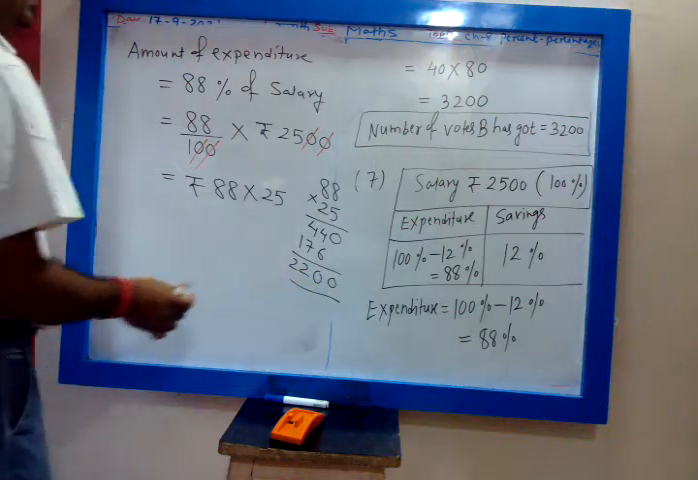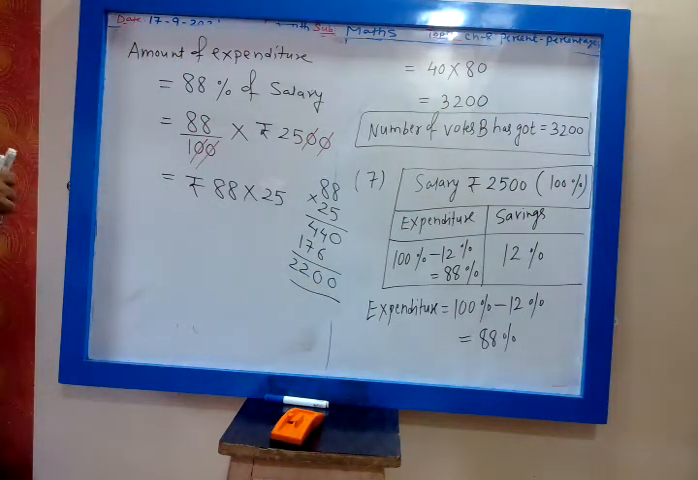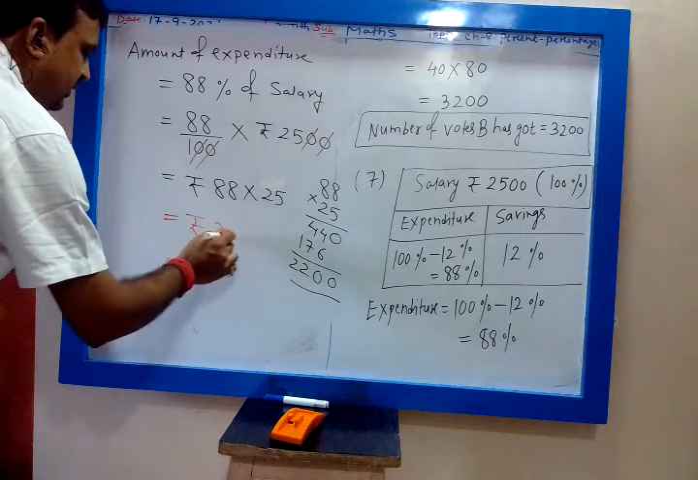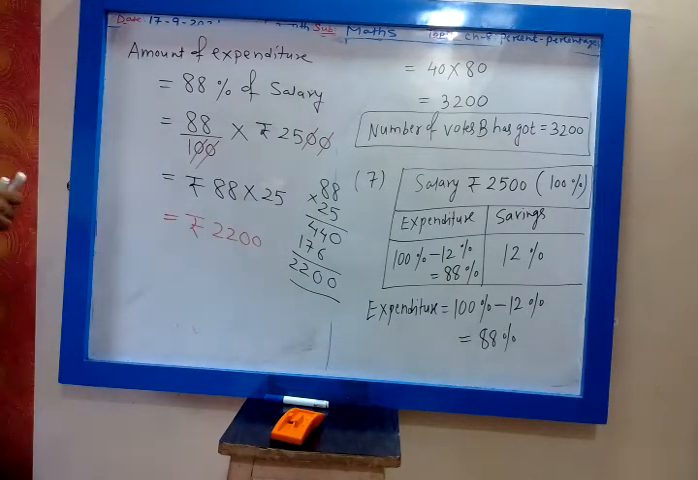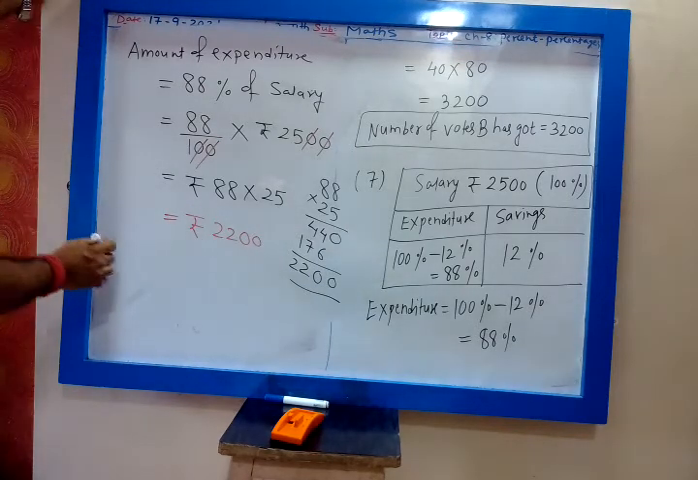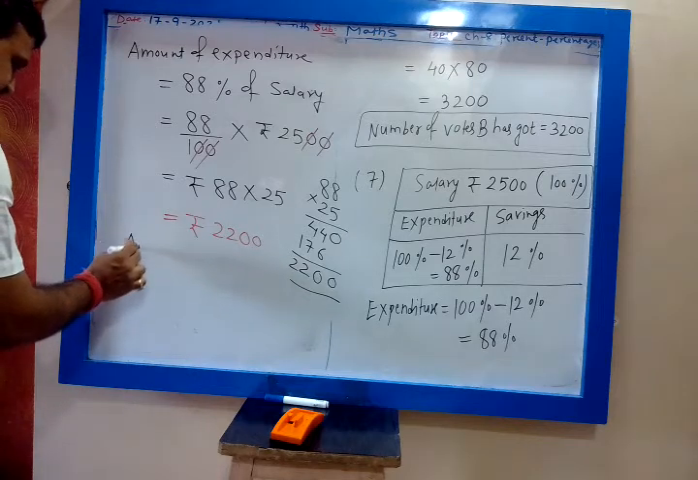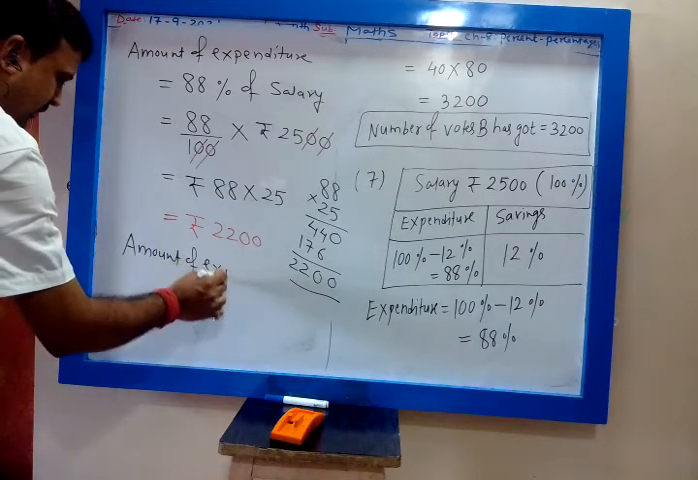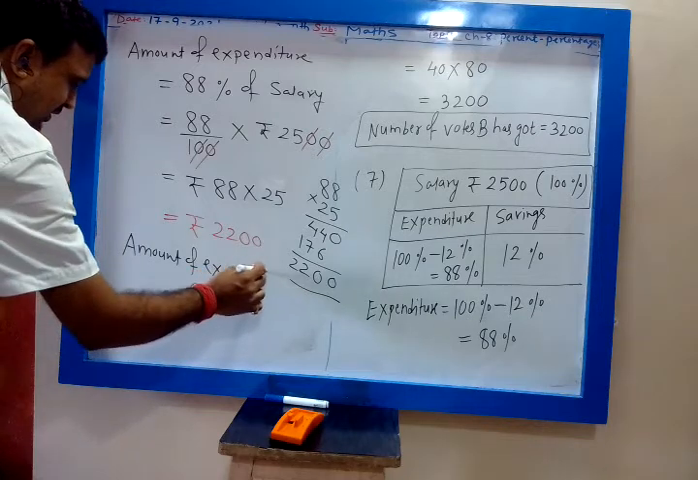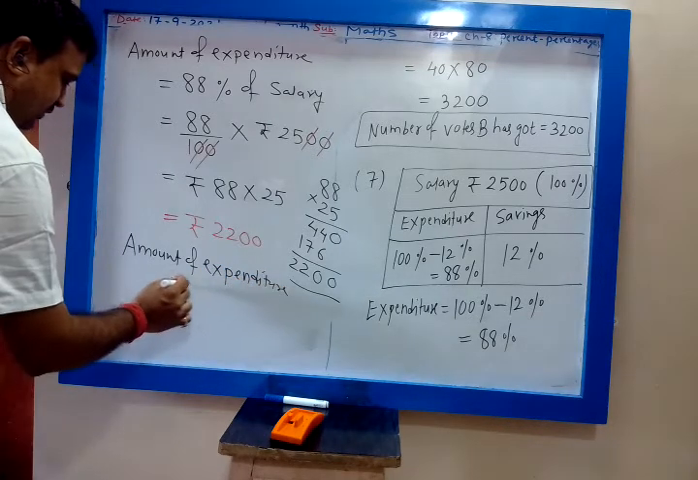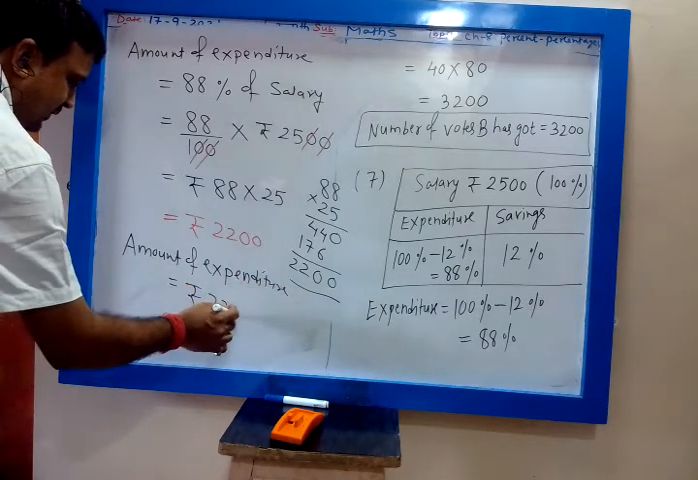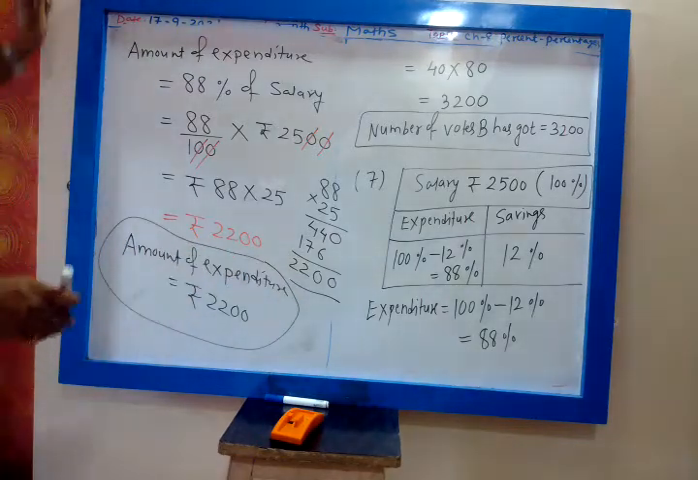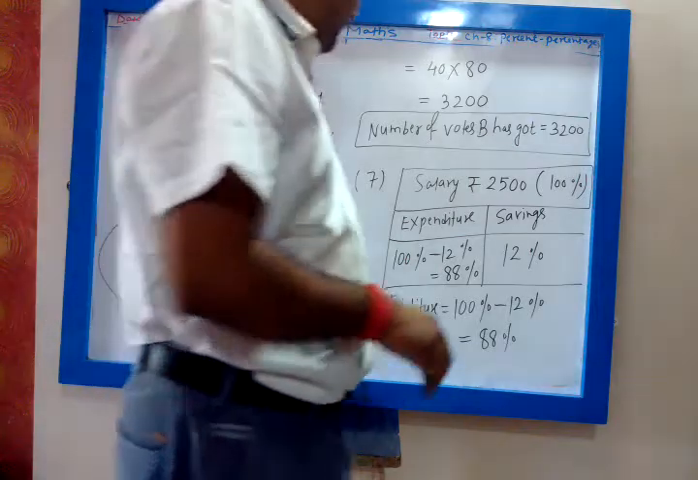How much is it? 2200. So that is rupees 2200. So the expenditure amount is rupees 2200. The amount of expenditure is rupees 2200. Yes, clear?